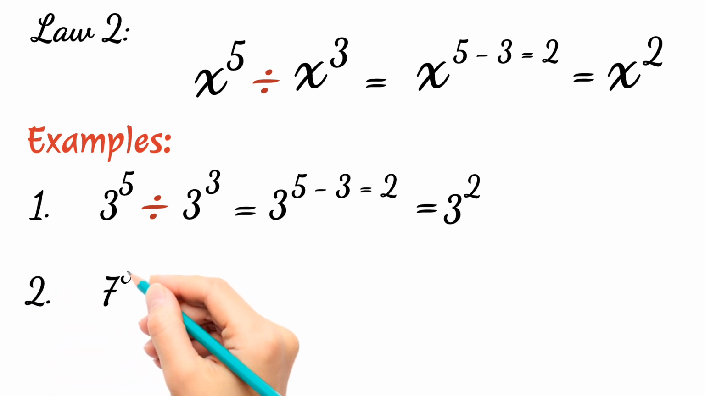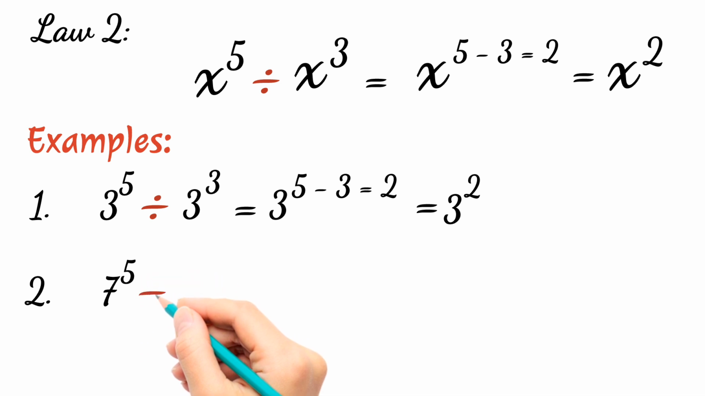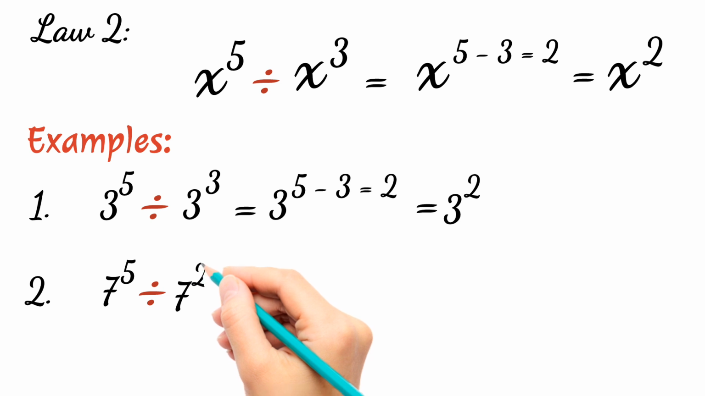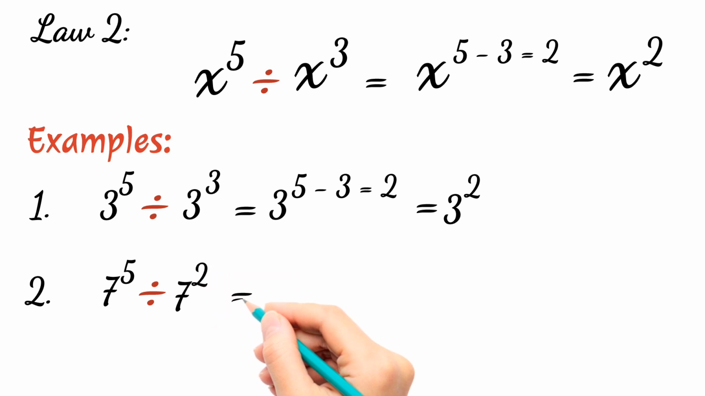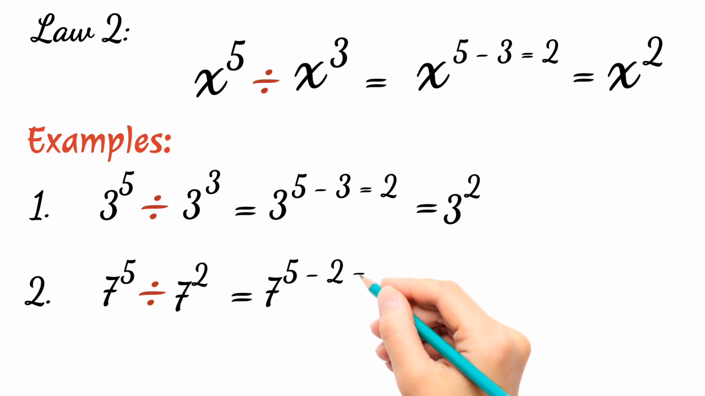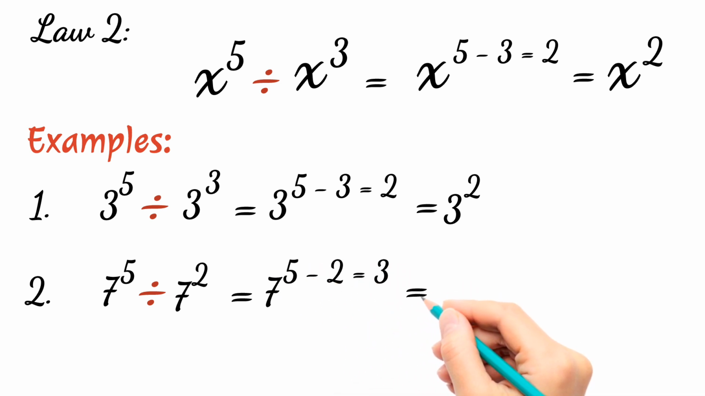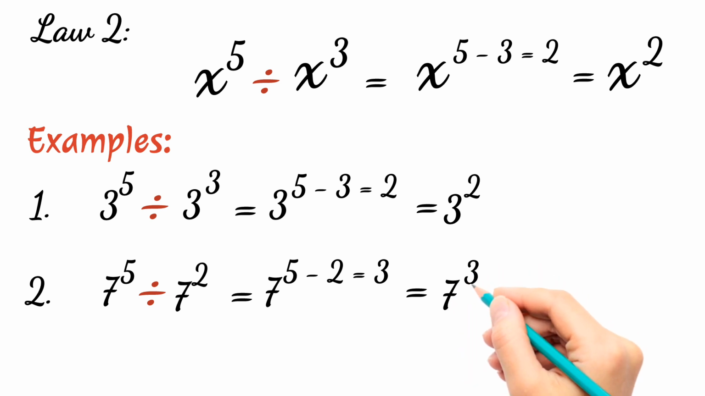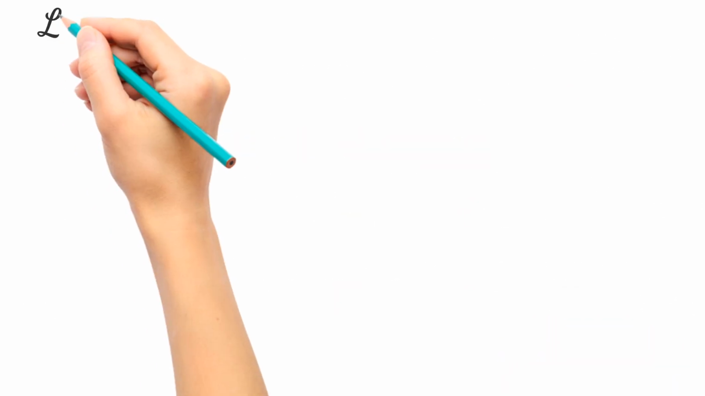Okay, let's do one more example to it. 7 raised to power 5 divided by 7 raised to power 2. So the two of them are of the same base. Just pick one of the base, which is 7. So subtract the power from each other. That is 7 raised to power what? 7 raised to power 3. I think that one is clear enough, right? Okay, so let's go to the next law now.